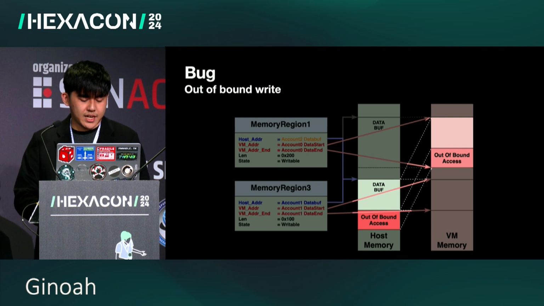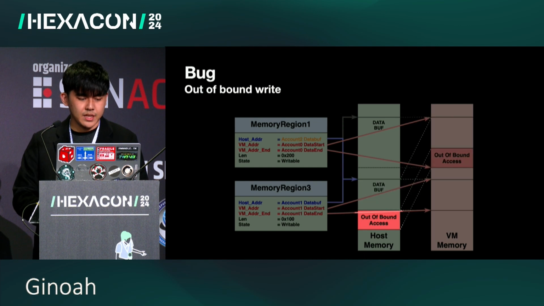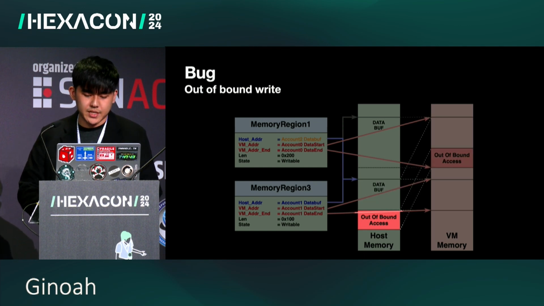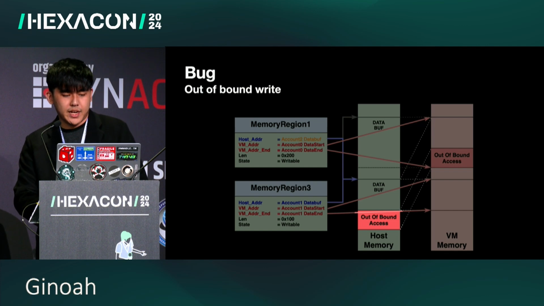But notice that account 0's data length is longer, so when accessing the later part of account 0's data, it will go beyond account 1's data buffer. This gives us out-of-bound access to the host memory. The Rust heap contains many data pointers, so turning this out-of-bound into arbitrary rewrite and ultimately remote code execution is also possible.